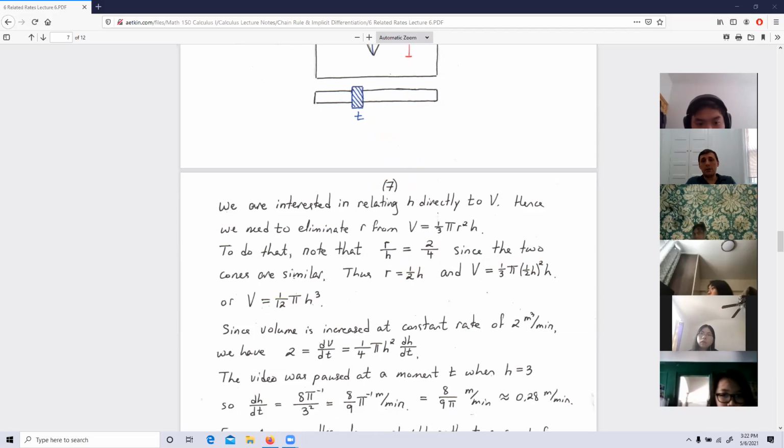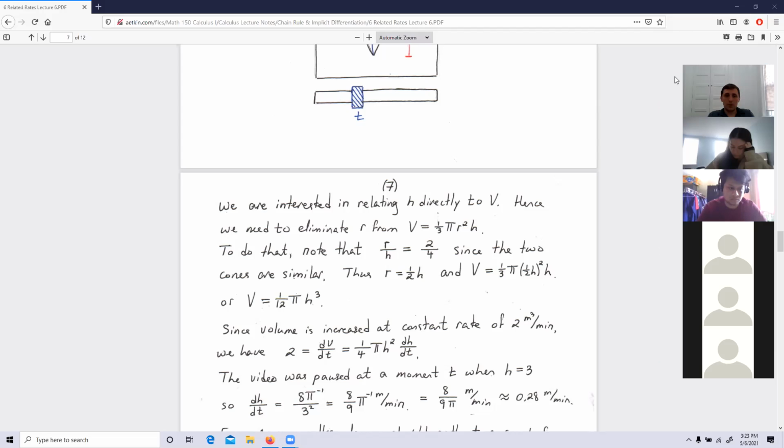I had several related quantities, several functions. We had r and h. I just wanted to relate volume to h. And this is what I have done. Good?